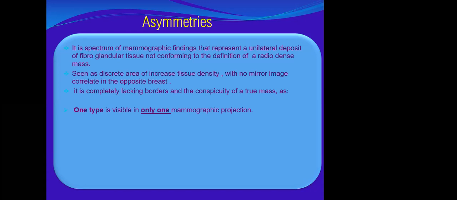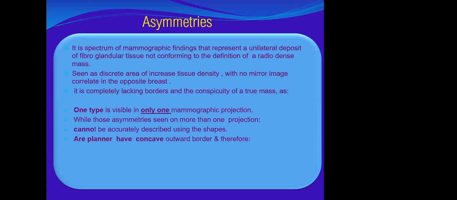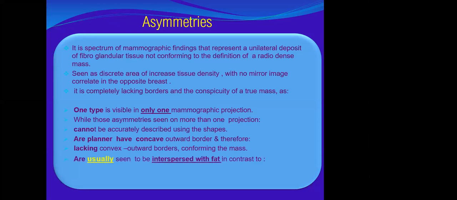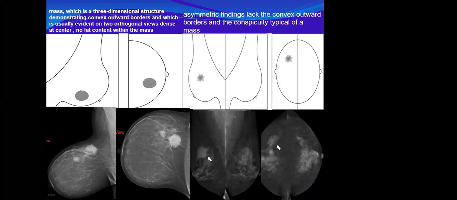And when it is seen in two projections, it also lacks the convex border of the mass, appearing planar with concave outward borders, and could not be described by using shapes, and as we mentioned, lacking the convexity conforming to a mass, and usually seen with interspersed fat within the lesion, while the mass appears dense at the center rather than at the periphery.